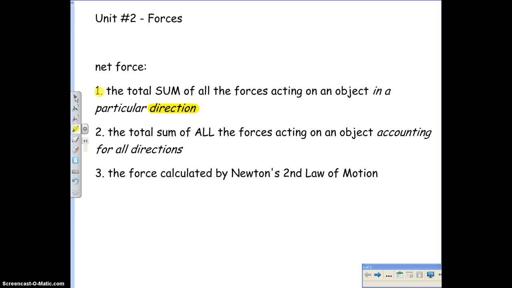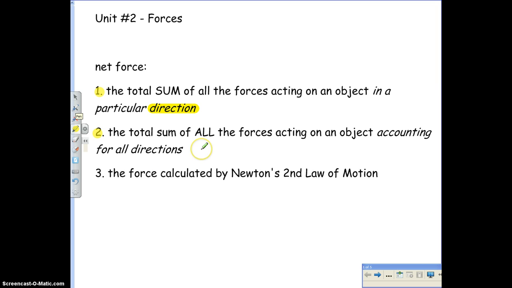Okay, so directional net force is something we're often asked for, and the only way you could know which of these three versions of net force I wanted when I was asking you a certain question is to pay close attention to the context of the question. So if it's interested in only the forces in one direction, that's the directional net force.